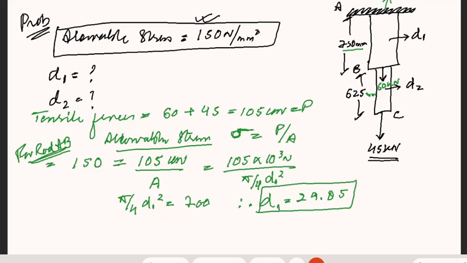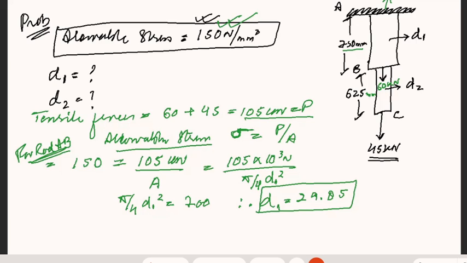For the amount of load, which is how much? 105. And keeping in consideration the allowable stresses also, which is how much? 150. Both the criteria are fulfilled. And you got to calculate the D1, the minimum amount of D1 that should be in order to resist this load.